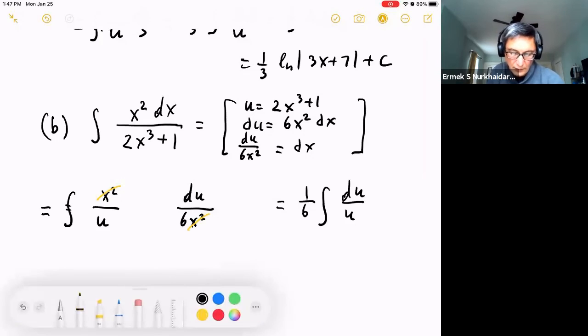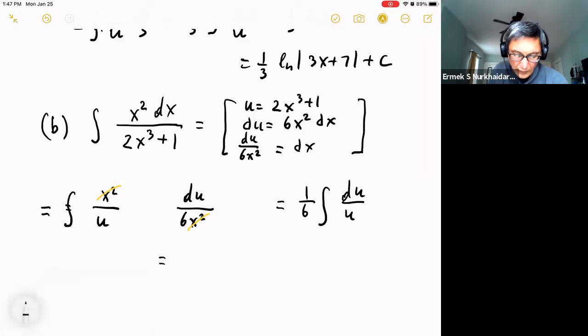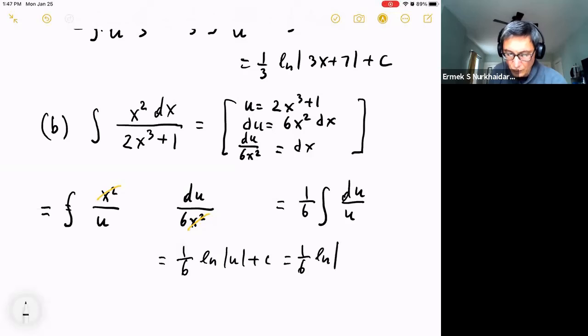And then we dealt with that integral already a few times. So we're going to get 1/6 natural log of absolute value of u plus c. So we're going to add 1/6 natural log of 2x cubed plus 1.